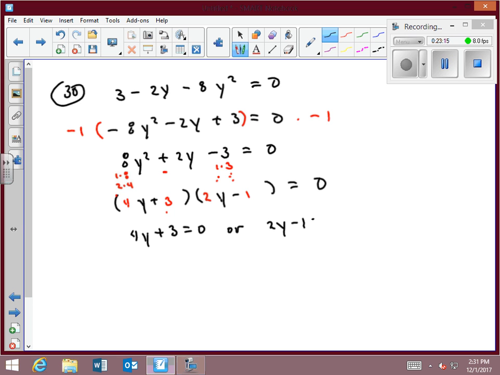2y minus 1 equals 0. So then y is going to equal what? Negative 3/4? Or y equals 1/2.